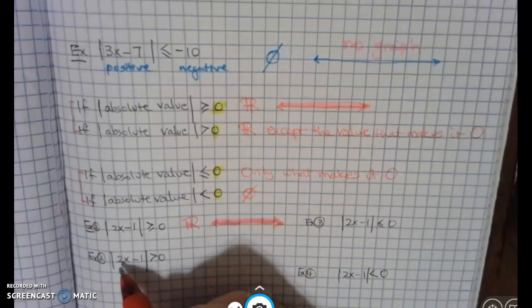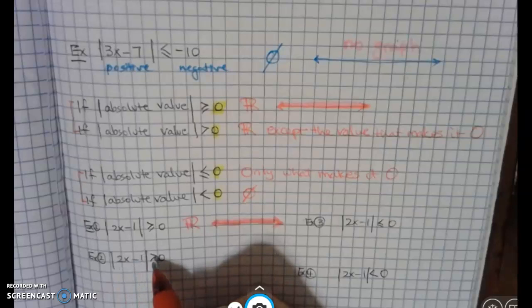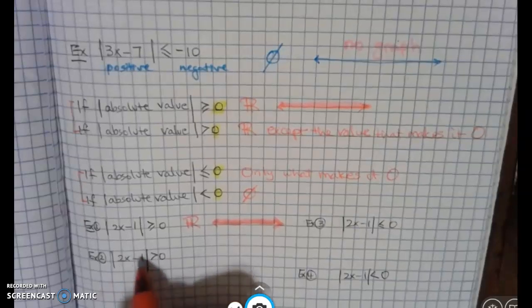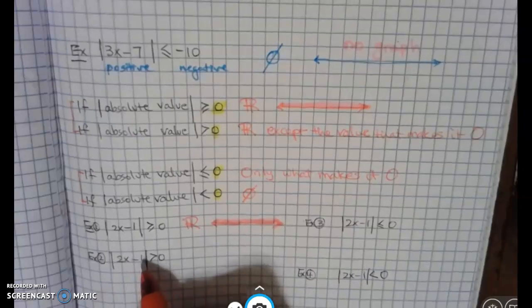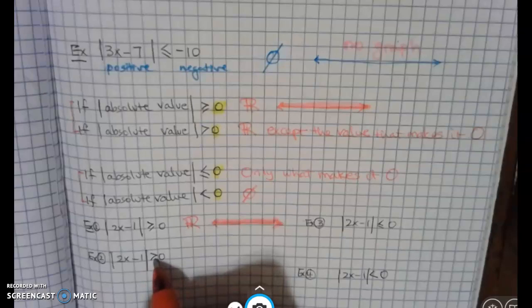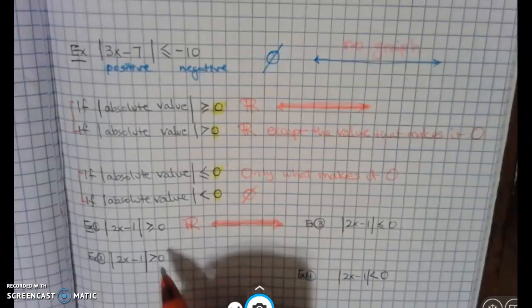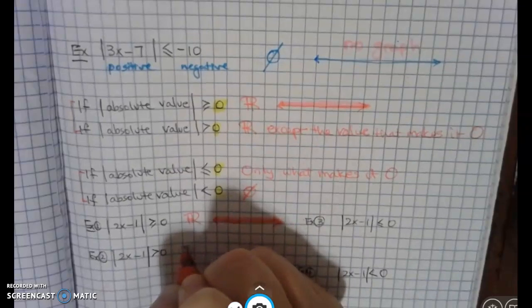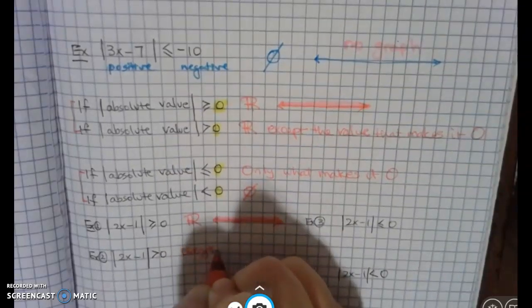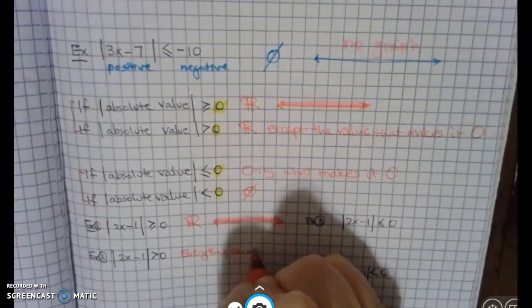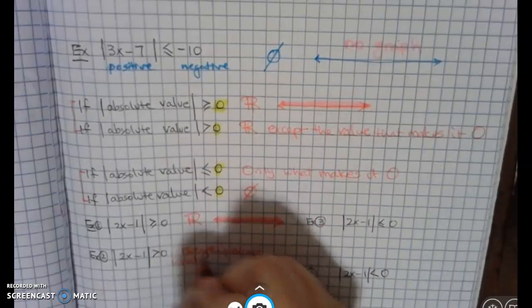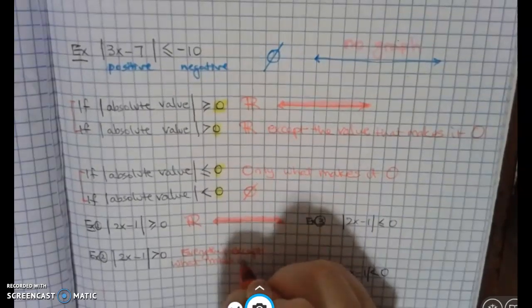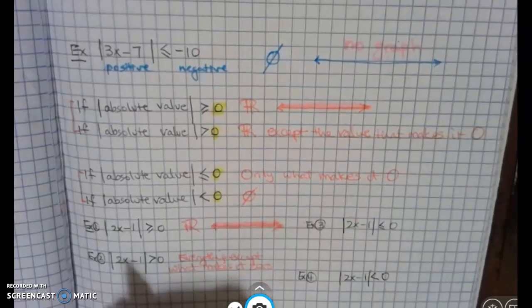What about the second example? Absolute value of 2x minus 1 is greater than 0. Well, usually this is going to yield a positive number, except there is a case when it's going to yield 0. And we can't have that because there is no equal sign. So everything except what makes it 0. So what would make it 0?